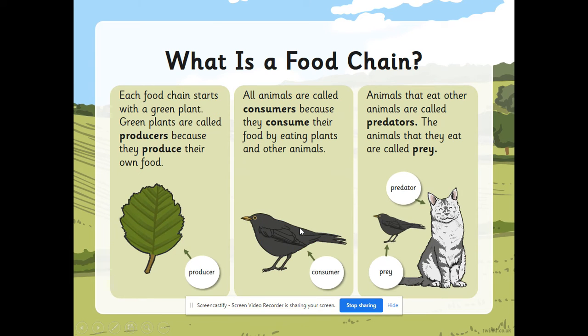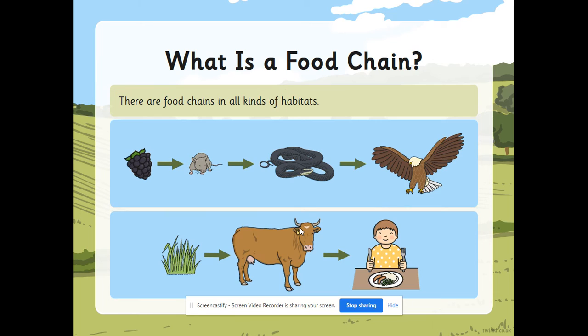Okay. Each food chain starts with a green plant. Green plants are called producers because they produce their own food. Makes sense, doesn't it? All animals are called consumers because they consume their food by eating plants and other animals. Animals that eat other animals are called predators. The animals that they eat are called their prey. So you often see birds flying away from cats, and that's why, isn't it? Because they don't want to be eaten. There are food chains in all kinds of habitats. So you can see these ones.